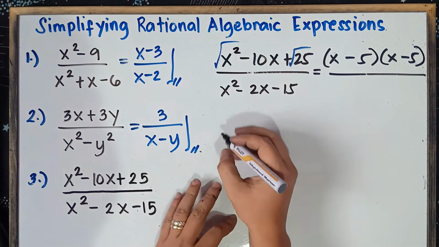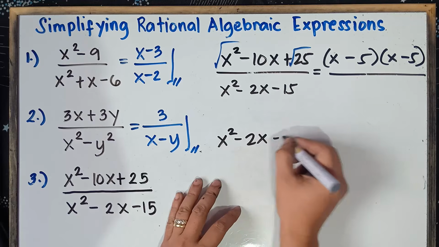Alright, and then for our denominator, we have x squared minus 2x minus 15.